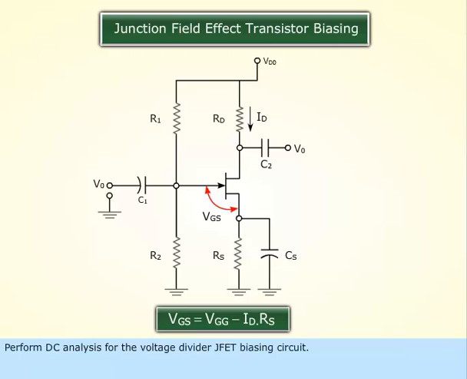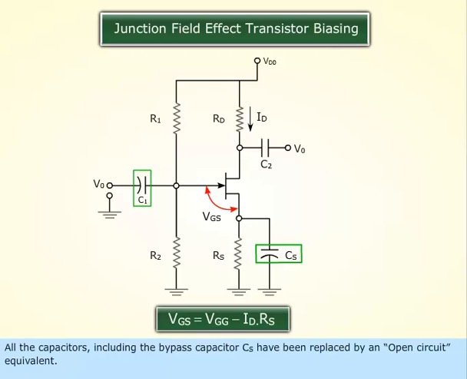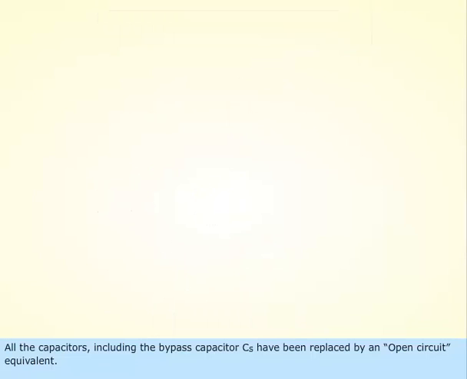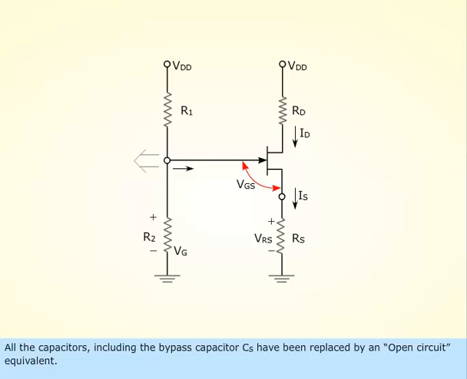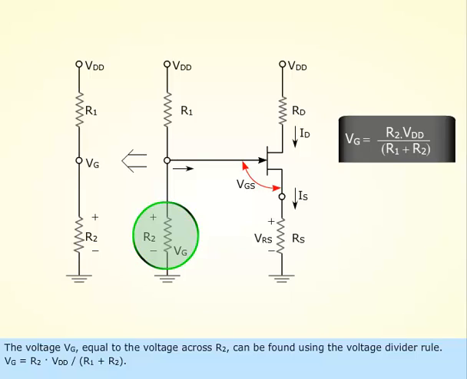Perform DC analysis for the voltage divider JFET biasing circuit. All the capacitors, including the bypass capacitor C sub S, have been replaced by an open circuit equivalent. The voltage V sub G equal to the voltage across R sub 2 can be found using the voltage divider rule. V sub G equals R sub 2 times V sub DD over R sub 1 plus R sub 2.